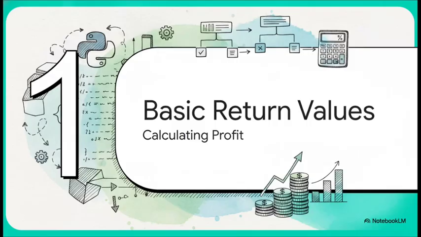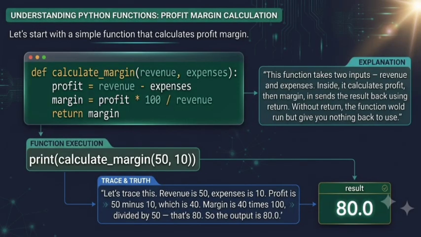Section 1. Basic functions and return values. To make this practical, let's use a scenario you might actually code, calculating a profit margin. Take a look at the architecture here. The function takes two inputs, revenue and expenses. Inside the block, it calculates the profit by subtracting expenses from revenue. Then, it figures out the margin by multiplying that profit by 100 and dividing by the revenue. Finally, it sends the result back to you using that absolutely crucial word right there, return.